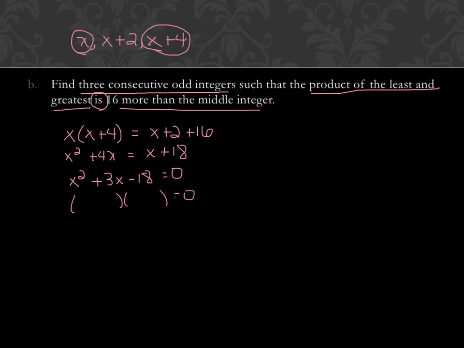So then we'll factor that. So that's going to be x times x, 3 times 6, and I need a positive 3. So then x minus 3 equals 0, so x equals 3. X plus 6, so x equals negative 6. And so remember that we are finding consecutive odd integers. Well, negative 6 is not odd, it's even. So the 3 consecutive odd integers would be 3, 5, and 7.